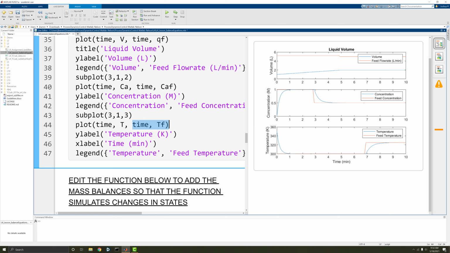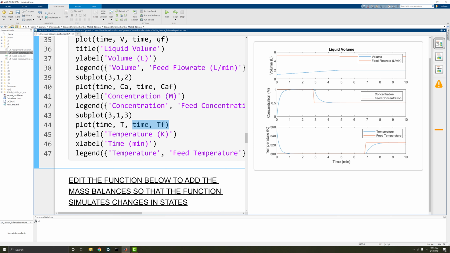Great, and we can see some pretty clear step changes and how those affect the system. We can see that volume starts increasing at our initial volume flow rate and then reaches steady state, it looks like. Our concentration reaches steady state pretty quickly, adjusting to what the feed concentration is in a matter of about, let's say, 2 minutes. And similarly with temperature, temperature eventually reaches steady state after a few minutes.